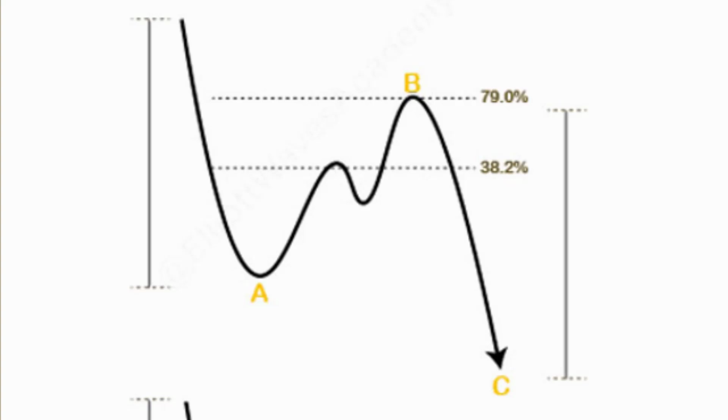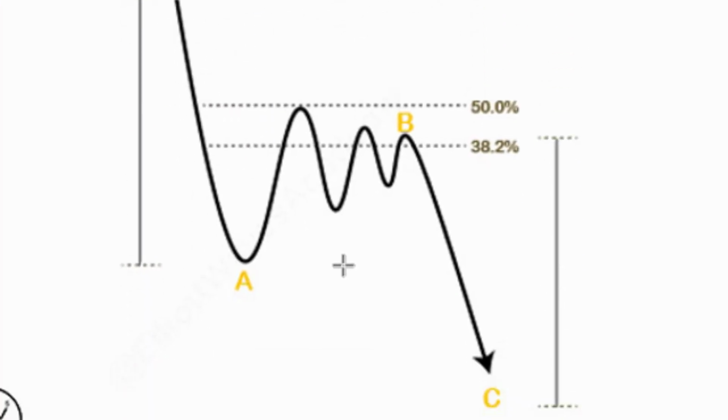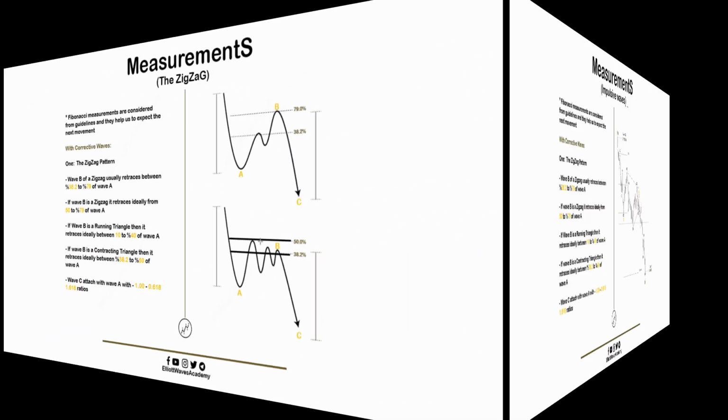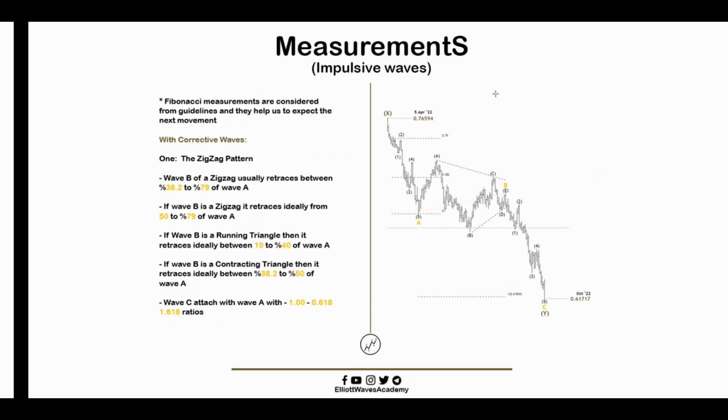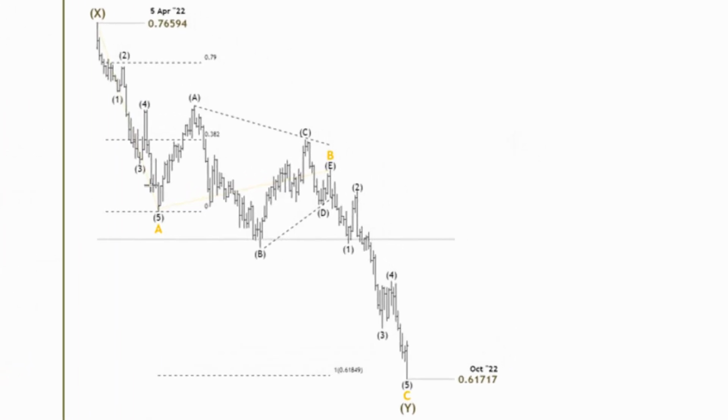But when wave B of a zigzag is a triangle pattern, it retraces less than when it is in a zigzag form, ideally to the area between 38 and 50% of wave A's size. So let's talk about what we were discussing practically. As you can see here, we have a zigzag pattern where wave B got formed in a triangle pattern. This wave B retraced wave A to around 50%, or the area between 38.2 and 50% of wave A.